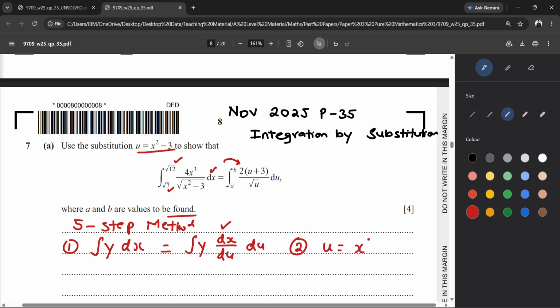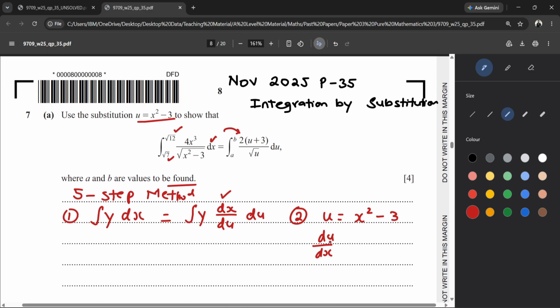So u is equal to x square minus 3, and then we are going to differentiate this to find du dx. I'll show you the solution in a minute. Then once we have found this, my step number 3 is going to be to check the numerator. What is the basic idea? The basic idea is that you need to convert everything in x to everything in u. Every single thing must be in terms of u. So I'm going to start with the numerator. The numerator is 4x cubed, and somehow I have to try to write this in terms of u. That will be my step number 3.